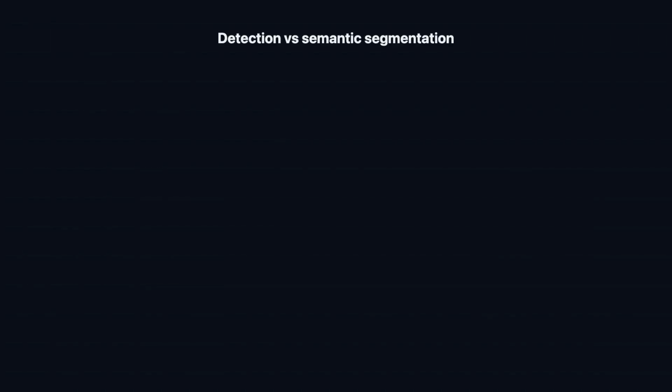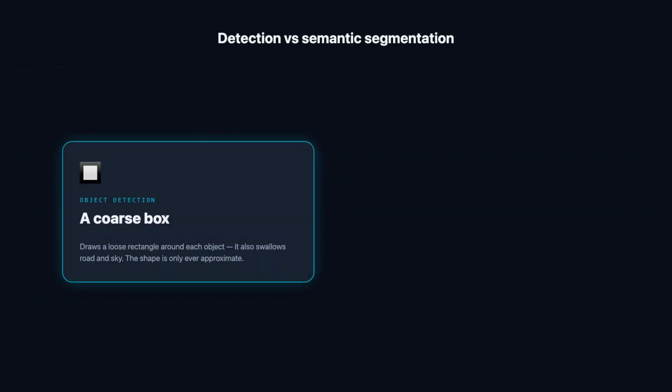Now, to understand what semantic segmentation gives you, it helps to line it up against the task most people already know, which is object detection. Object detection stops at a coarse box. It tells you there's a car roughly here in this rectangular region, but that box also swallows a chunk of road and a slice of sky around the object. The shape is only ever approximate, a loose frame drawn around the thing, and if the car is tilted or curved, the rectangle simply cannot follow it.